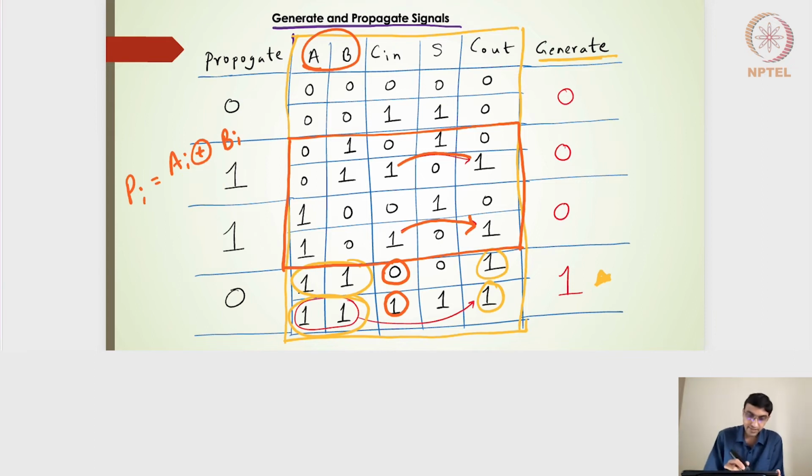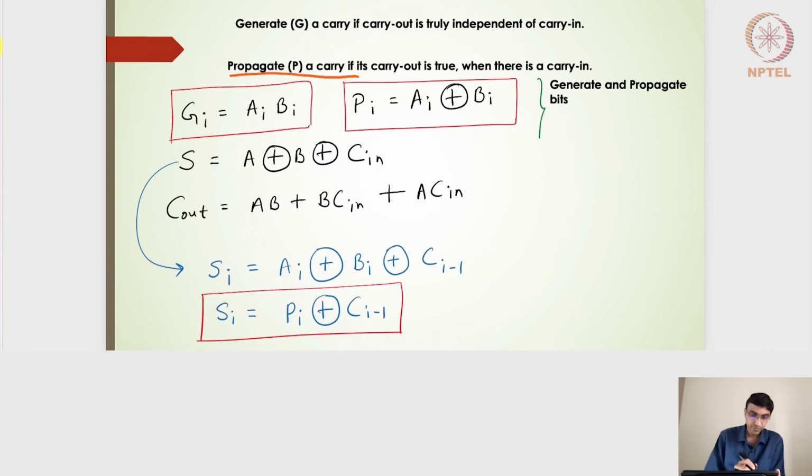The generate bit, with respect to the definition for the A and B inputs, will be nothing but the AND operation of Ai, Bi. That is what I have mentioned here in the next slide. So the generate is the AND operation of Ai Bi, and the propagate is the XOR operation of Ai Bi.